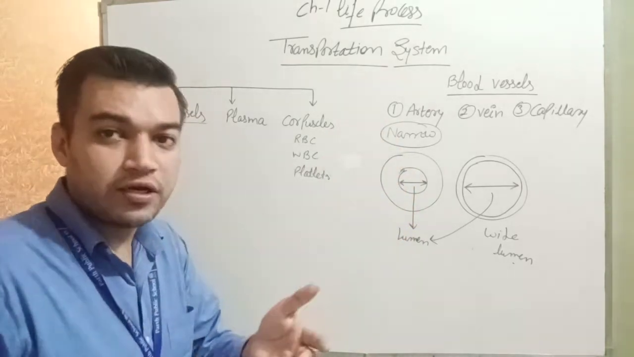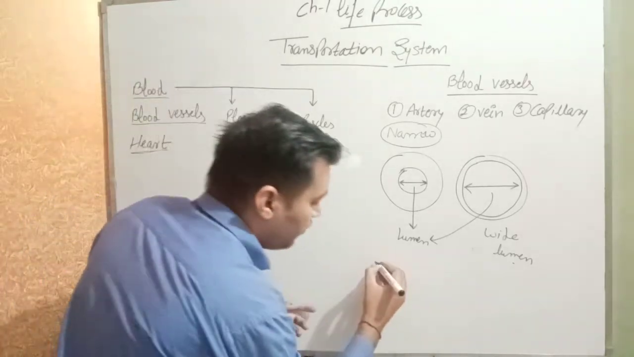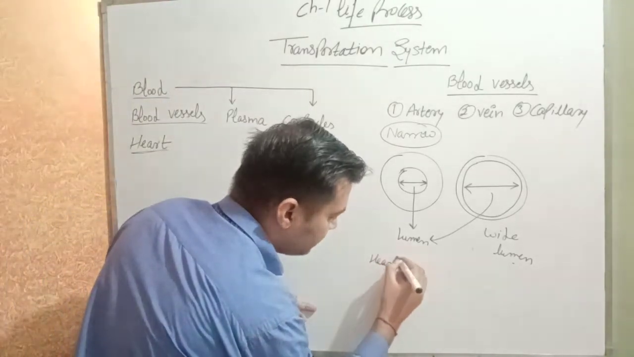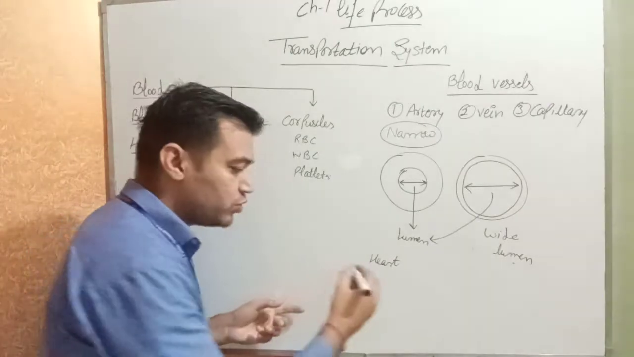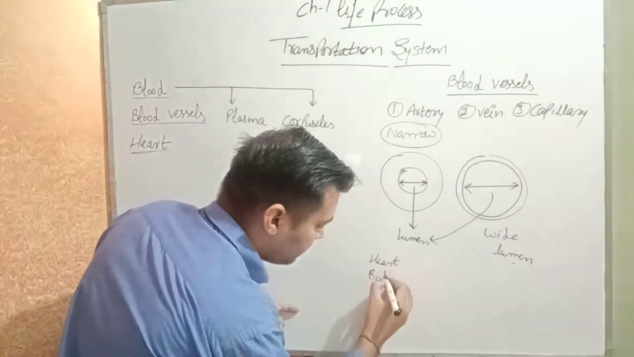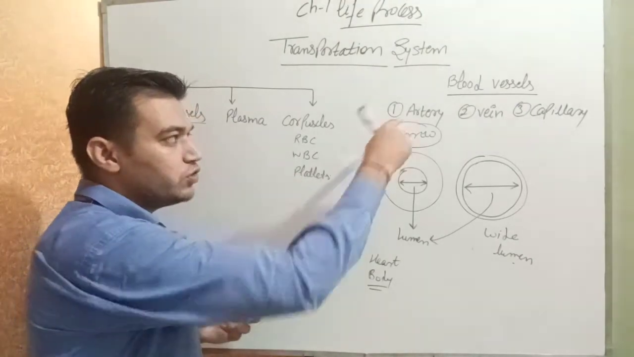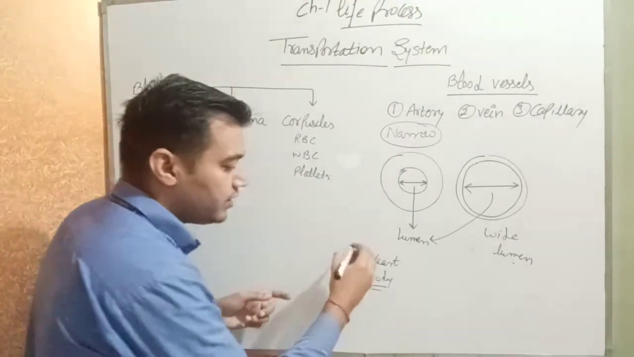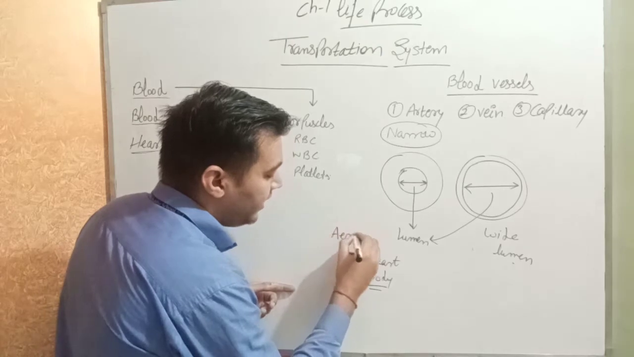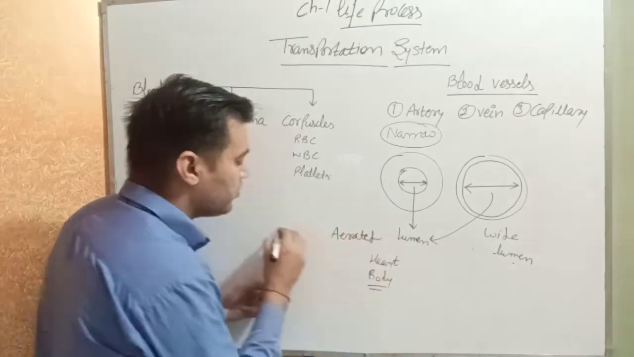This is artery. The main function of artery is to carry blood. From where to where? It carries blood from the heart and transfers it to the body. From the heart to the body. This is the function of artery. And it carries aerated blood. Aerated blood means oxygenated blood.